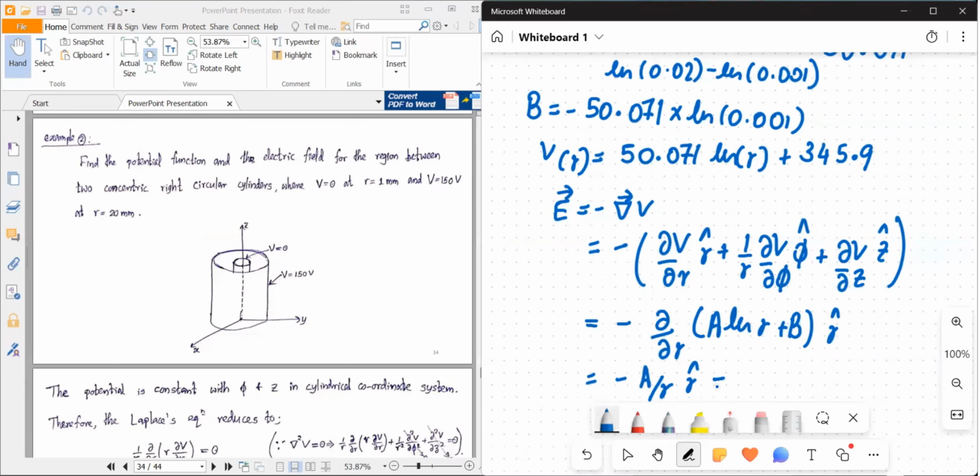And we know the value for A. So minus 50.071 over R in the direction of R. So this is the electric field in between these two cylinders. Okay. Is it clear how we solve this question? Any questions up to this point?